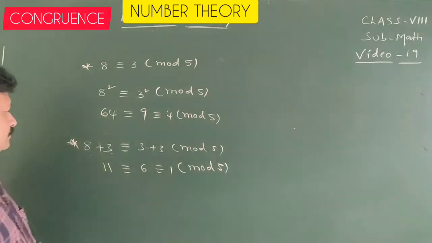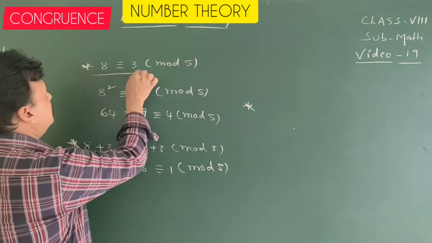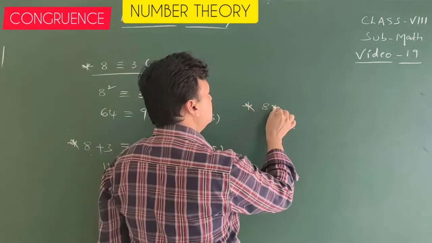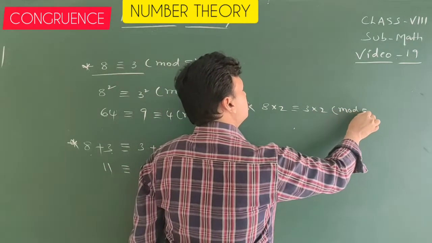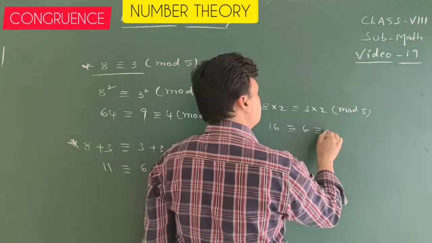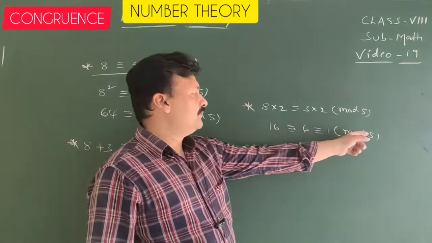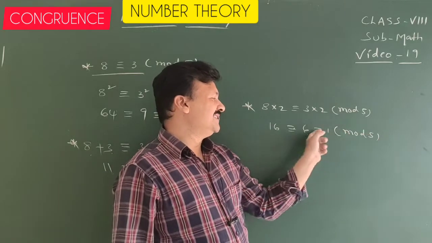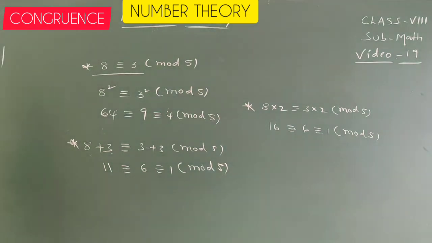The next. Now, if both sides are multiplied, 8 into 2 is congruent to 3 into 2 mod 5. 16 is congruent to 6, congruent to 1 mod 5. 16 divided by 5, you will get 1 as the remainder. 6 divided by 5 also, you will get 1 as the remainder. In this way we can prove the statements of congruences. Okay, next step.